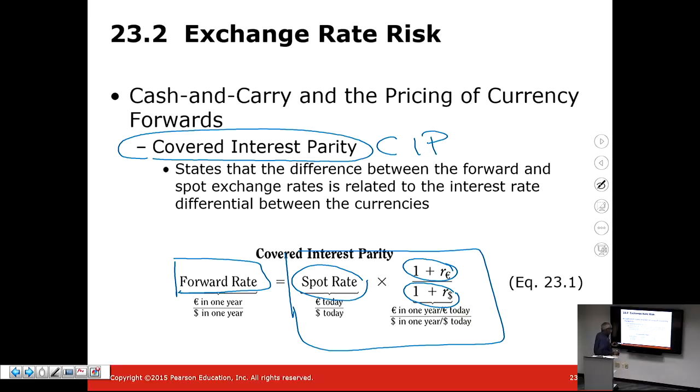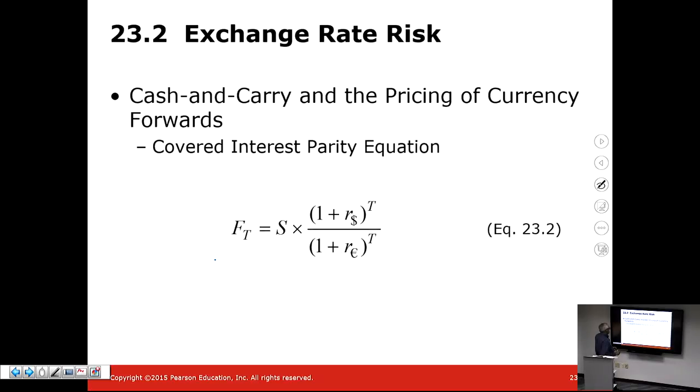This tells me that if I know the euro interest rate today, the dollar interest rate today, and the spot rate today, I should be able to determine what the forward rate is a year from now. So the forward rate at time t is the spot rate today adjusted by the interest rates in the respective currencies.